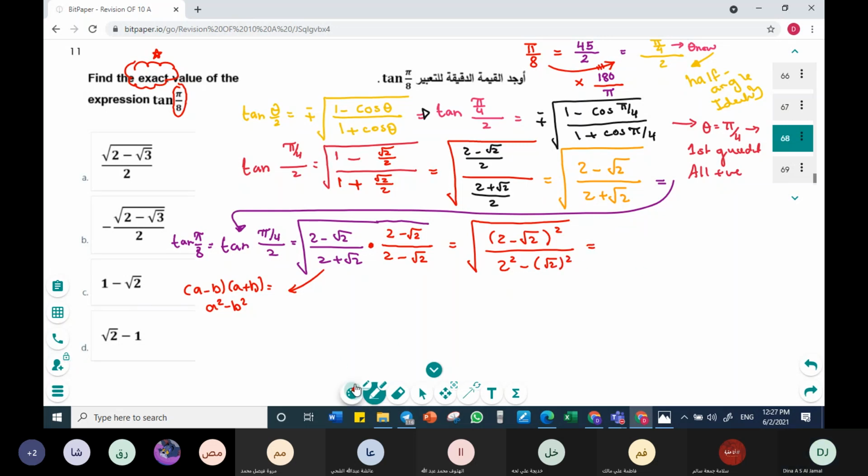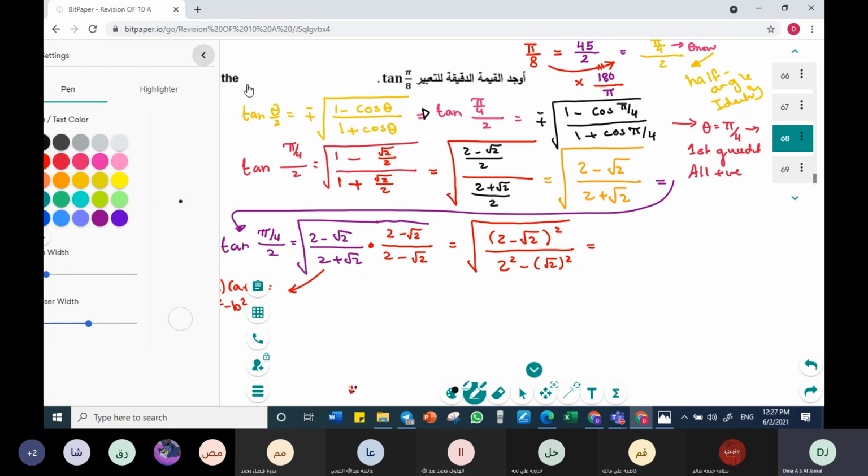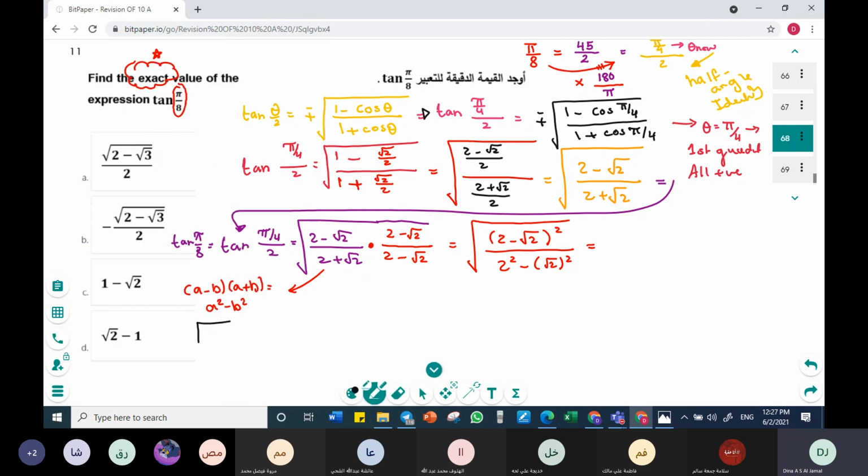Now, let's remember another math skill. Whenever you are having a square root of a over b, you can distribute the square root up and down, which will make it as the following. 2 minus square root of 2 all squared all over another square root.